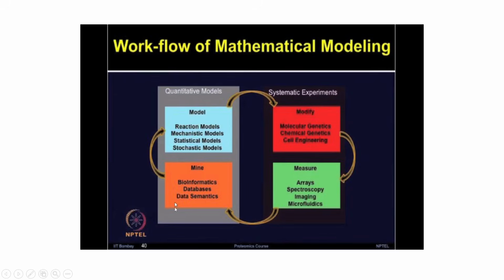Then that specific data can be used for mining, which is a part of bioinformatics. Then that specific data which was created will be helpful for creating models. It depends upon what type of model you want to create. It can be reaction models, mechanistic models, statistical models, stochastic models, etc., depending upon your aim.